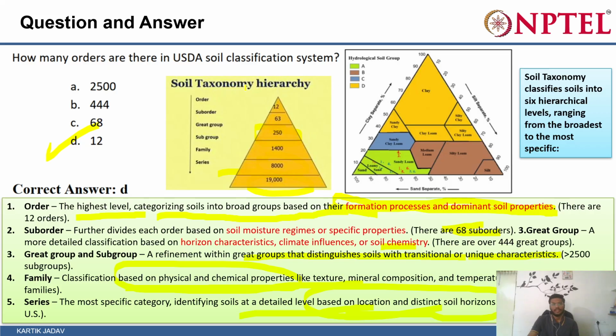This classification comes under soil taxonomy, which classifies soil into six hierarchical levels ranging from broadest to most specific. And this is the soil textural triangle. If you know the sand, silt, and clay content, then you can directly identify which type of soil it is. So, how many orders are there in the USDA soil classification system? There are 12 orders, based on formation processes and dominant soil properties. Correct answer is option B.